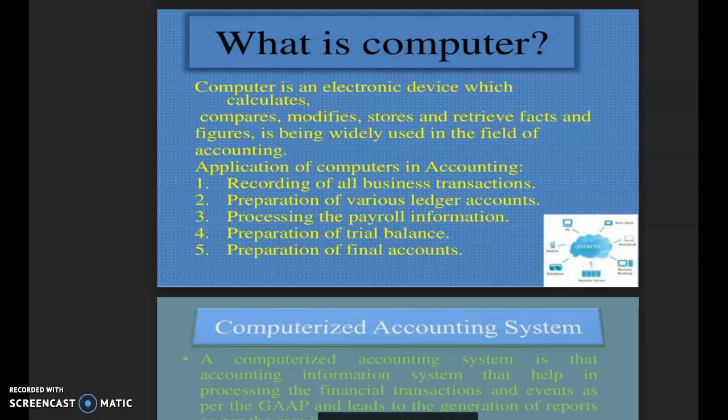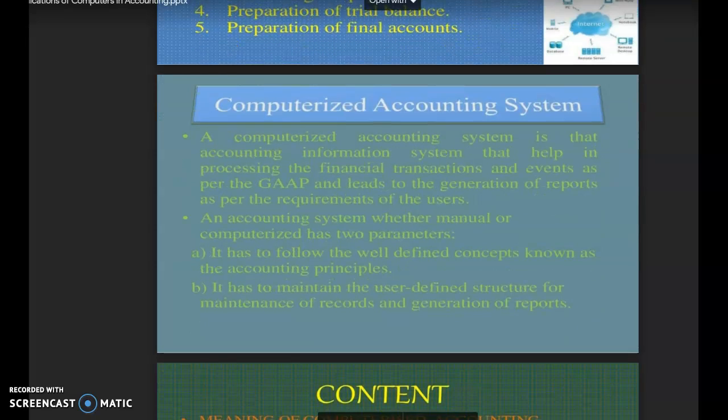It also processes the payroll information. Payroll information here means the information relating to the preparation of wages and salary sheets of the staff. That is, you could say, the compensation details given to the employees, drafted through the computer. It also helps in the preparation of trial balance directly from the very first step, and also helps in the preparation of the final accounts. Now, practically, what is a computerized accounting system?